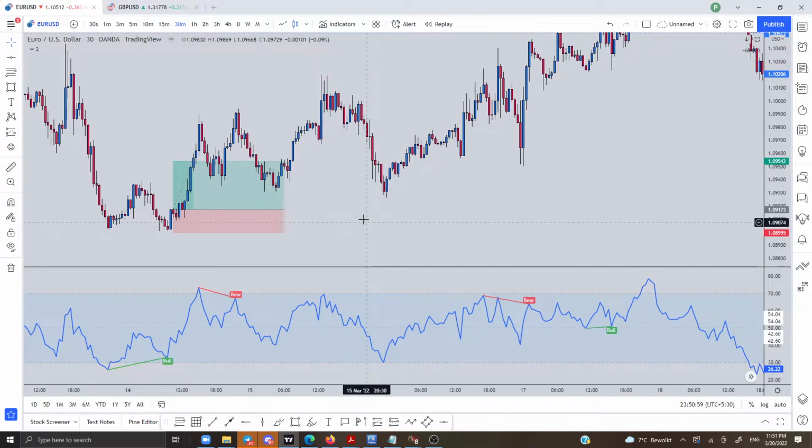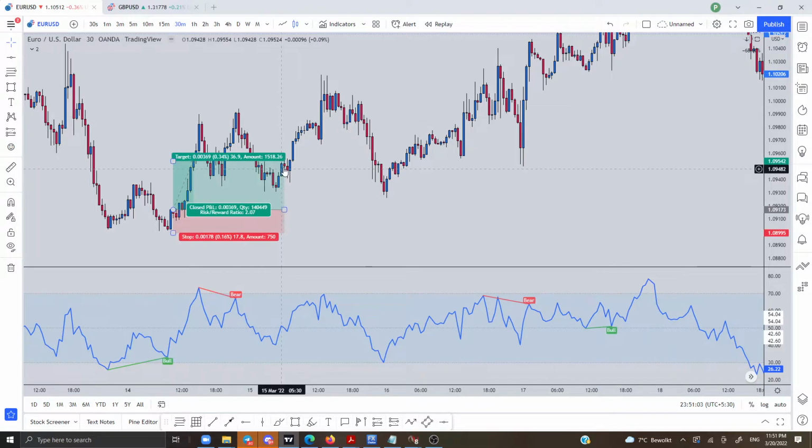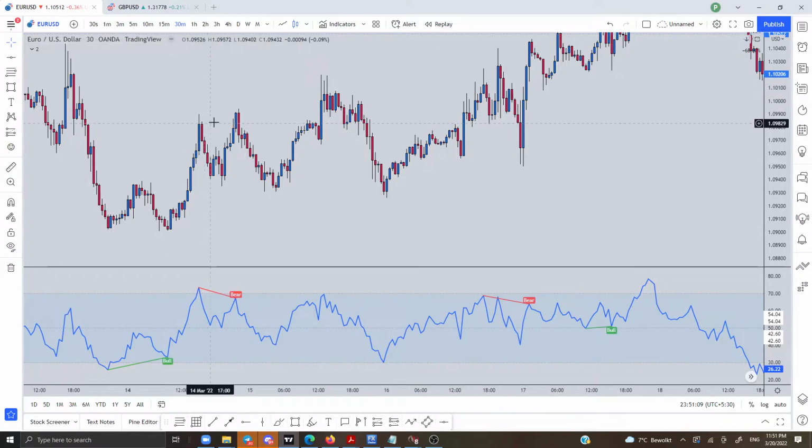Okay, now for this one, maybe one more, let's talk about one more divergence. If we have our all checklist ready or not, let's check. We see price made higher high, indicator made lower high, so this is divergence. Now we'll check at this candle if we have all the confluences ready or not in our 30 minutes chart.